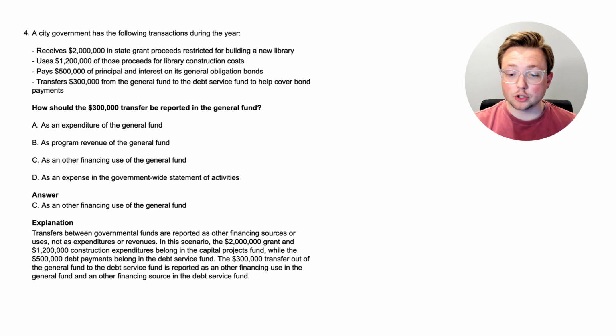The $300,000 transfer out of the general fund to the debt service fund is reported as an other financing use in the general fund and an other financing source in the debt service fund. So again, when you're transferring between governmental funds, it's an other financing source or use. Now let's go to the next question.